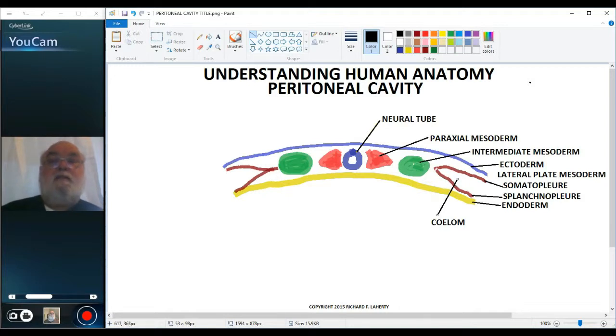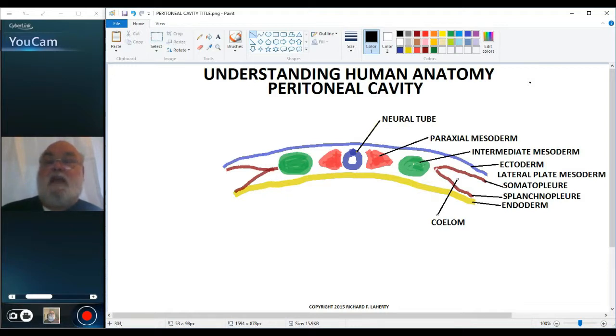Now, this is a stage when the embryo is just a flattened disc. Obviously, it can't stay that way. We have to round up. And we have folds. We have folds at the head and tail end of the embryo, and we have folds along the lateral edges of the embryo.